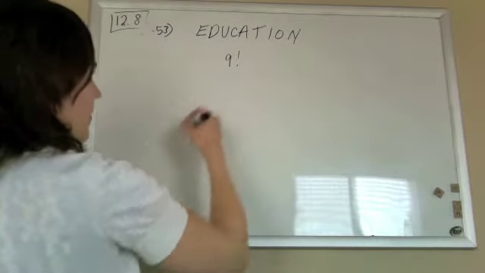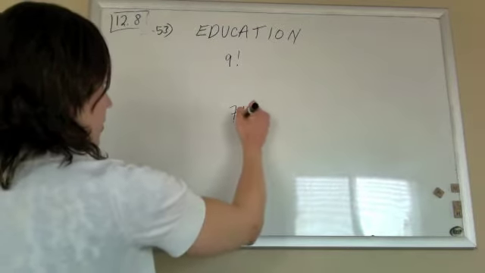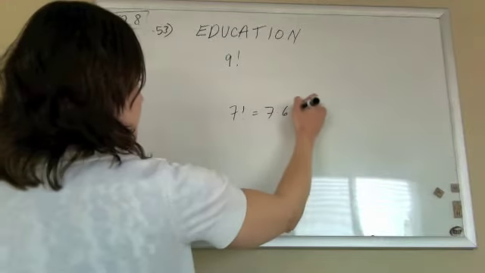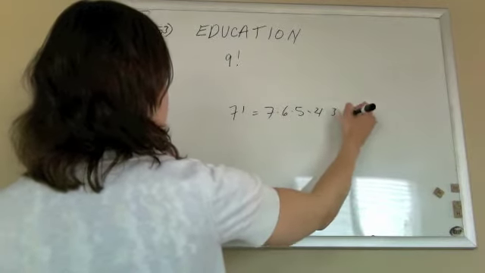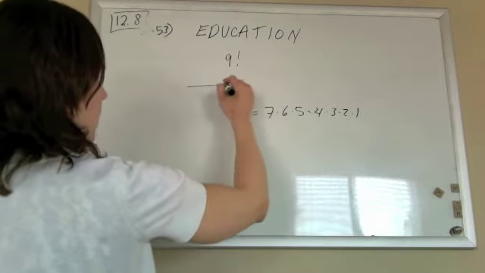So they're all different. So it's 1, 2, 3, 4, 5, 6, 7, 8, 9 letters that we're arranging. I'm just going to write 9 factorial. On that last problem I did, I could have written 7 factorial because that was 7 times 6 times 5 times 4 times 3 times 2 times 1.